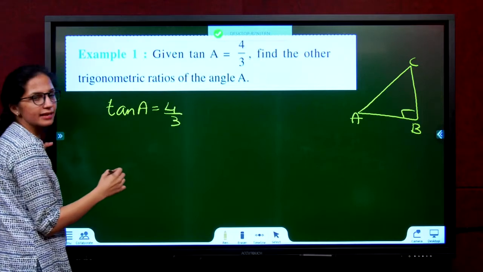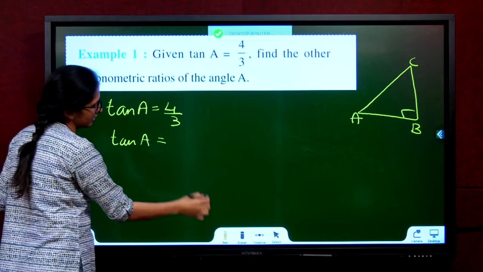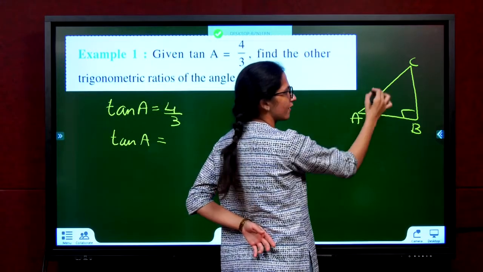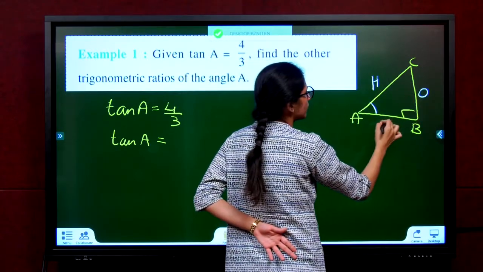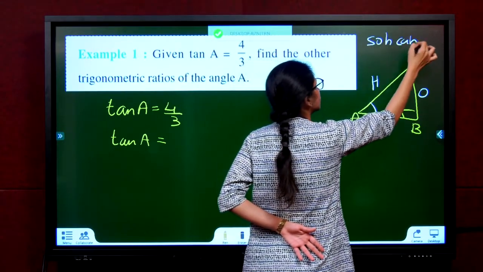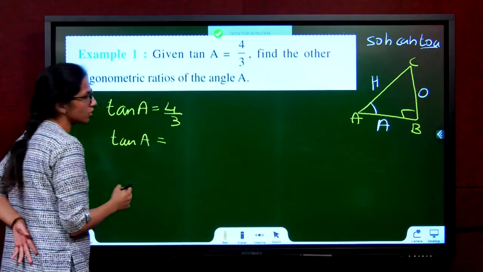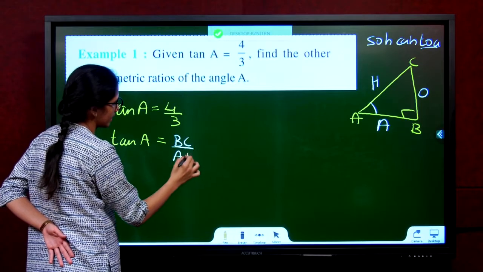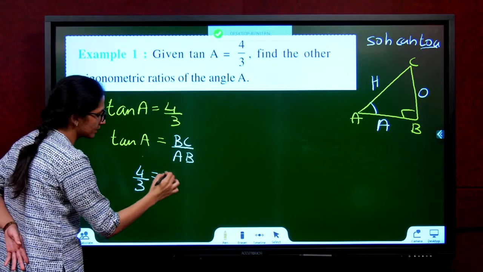From the figure, what is tan A? Go to the figure, mark your A. For this A, first mark the hypotenuse. Whoever is opposite to this angle gets opposite, then the other side gets adjacent. So KA TOA. Tangent is opposite by adjacent. Who's the opposite? BC. Who's the adjacent? AB. So now you know that 4 by 3 is equal to BC by AB.